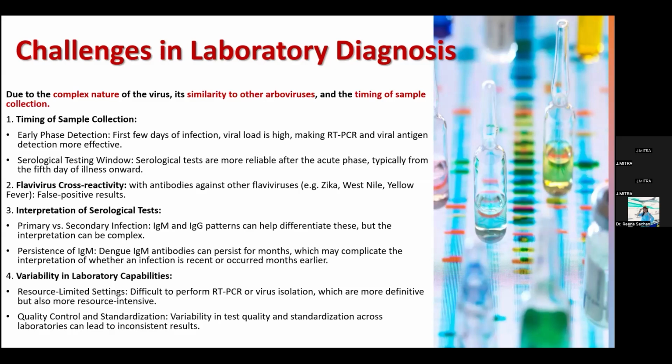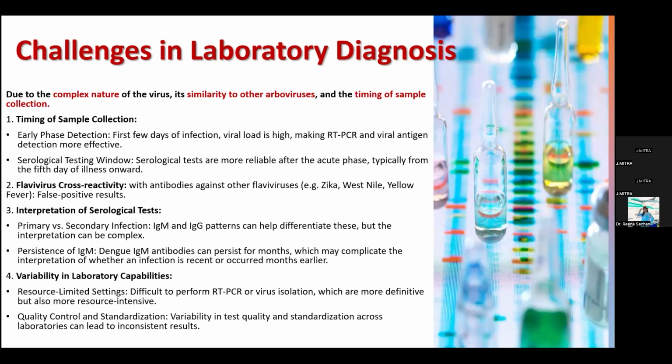But interpretation can be complex, as in the case of secondary infection, there is no time that we are getting IgM antibodies titer rising, but instead of that, IgG antibody titer rises within 1 or 2 days. And persistence of IgM antibodies seen in dengue cases may even persist for months. It has been reported that it can persist for 2 or 3 months, which may complicate the interpretation of whether an infection is recent or has occurred months earlier.